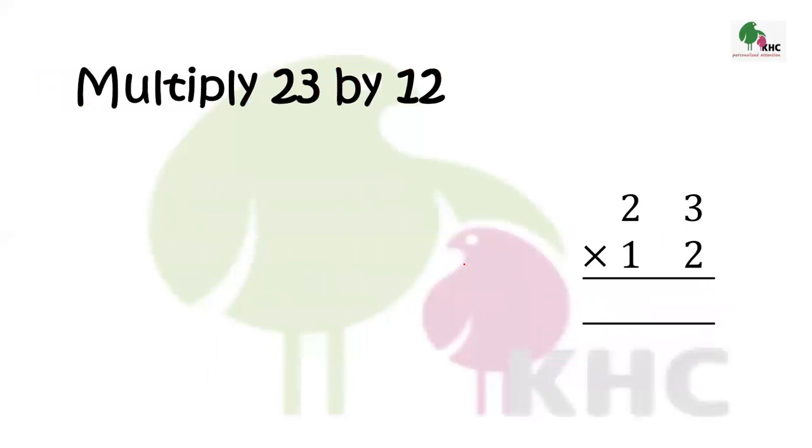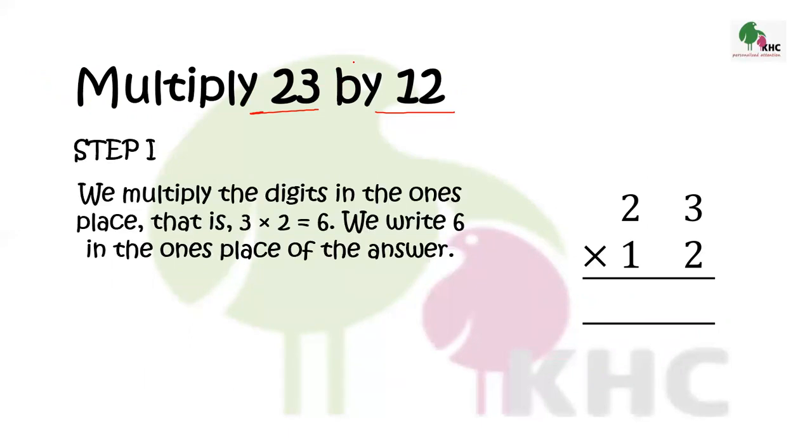Let us start with the first example. In the first example, we have 23 to be multiplied by 12. So here we are multiplying a two-digit number by a two-digit number. Let's see the steps involved. First thing, we have to multiply the units digit. So here are the units digit, these are the tens digit, right? So we vertically multiply the units digit. So 3 times 2 is 6. Write that as the first part of your answer.